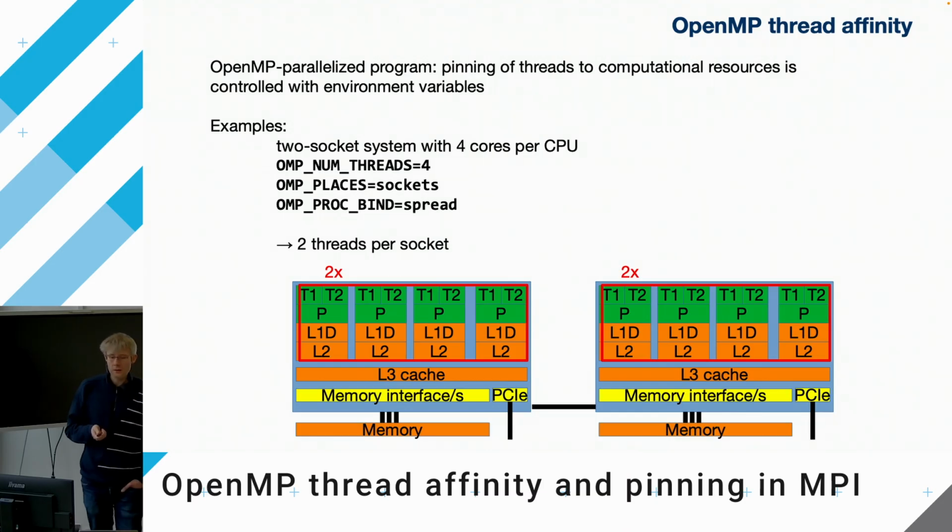And here is another example. Here we have again 4 threads, and we define sockets as the place. Therefore, we have 2 places, the first socket and the second socket, and then we set it to spread, and then they're just spread around these 2 sockets. So 2 threads per socket.